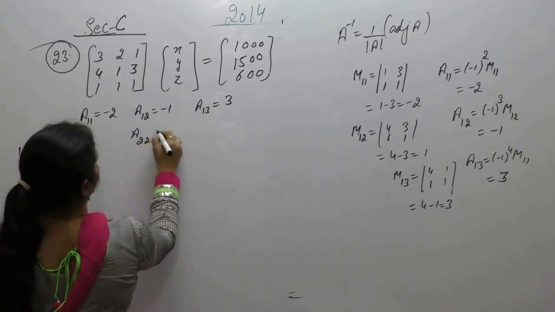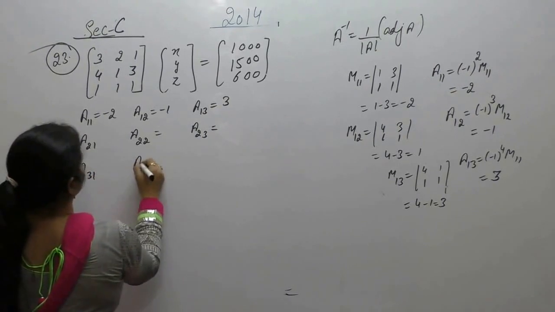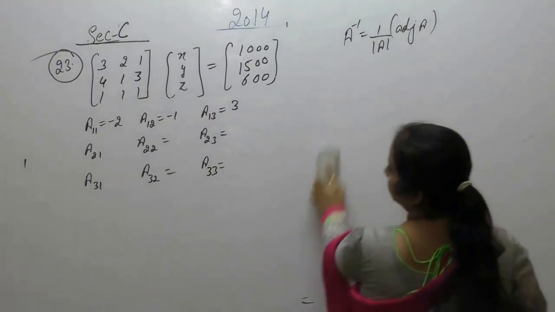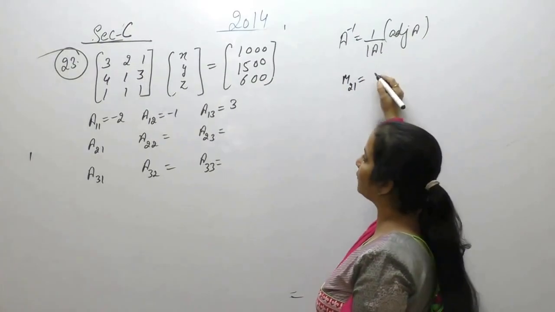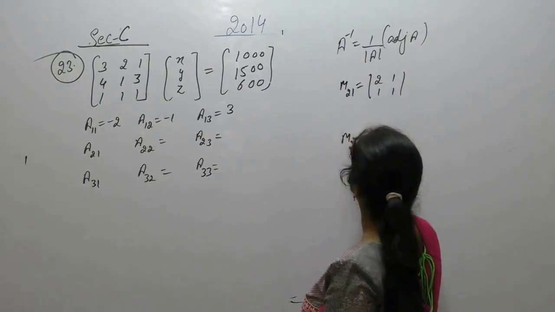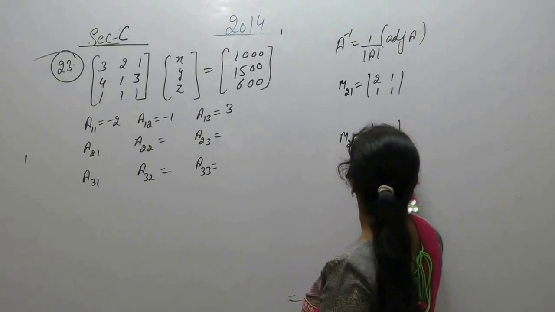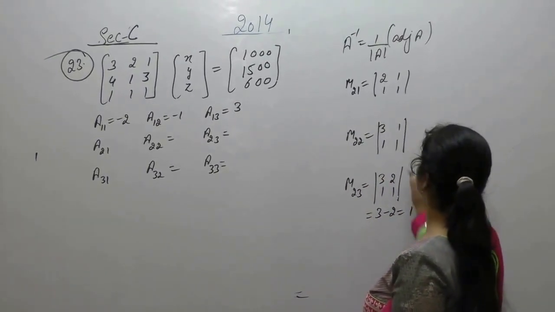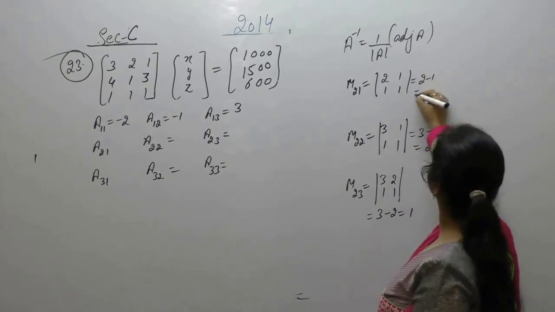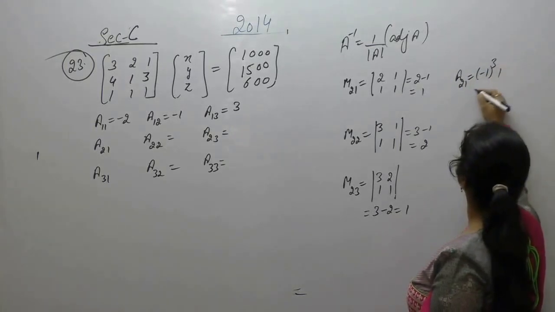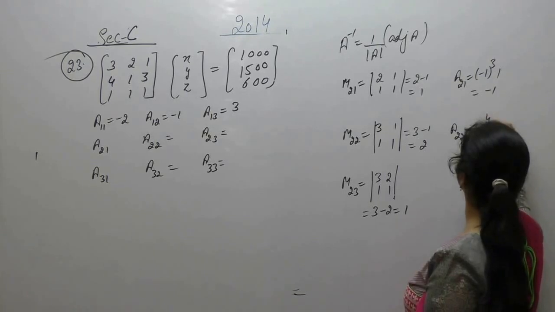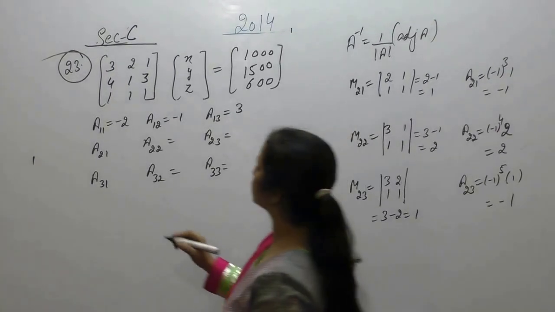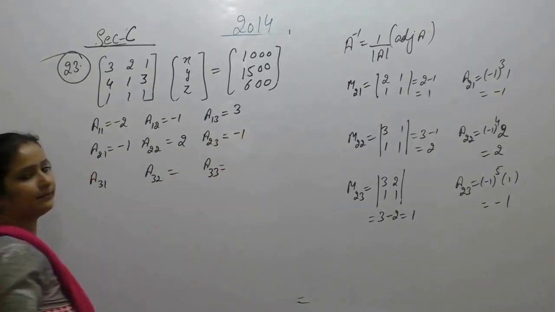Now A21, A22 and A23, A31, A32 and A33. Now M21, leaving second row and first column. M22, leaving second row and second column. M23, second row and third column. 3 minus 2 is 1, 2, 1. A21, minus 1 cube, minus 1. A22, 2 plus 2 is 4, into 2. A23, 2 plus 3 is 5, so minus 1. So we get the values as minus 1, 2 and minus 1.